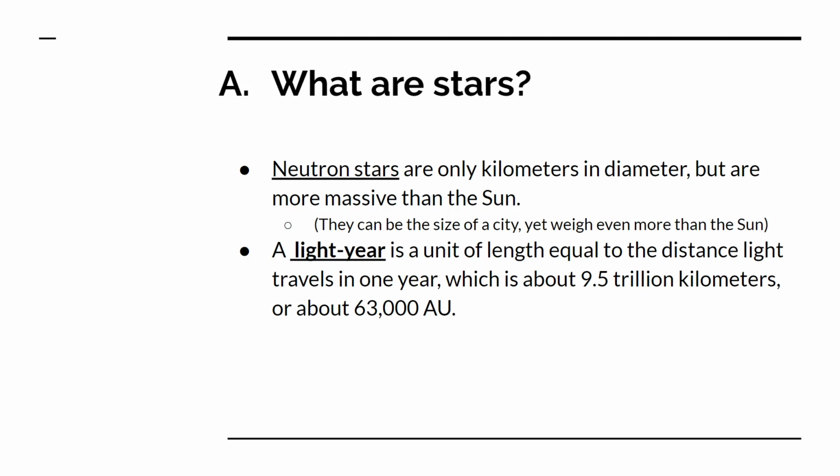So if you were at Earth and you went to the sun and you did that 63,000 times, that would be 1 light year. That's a very long distance.